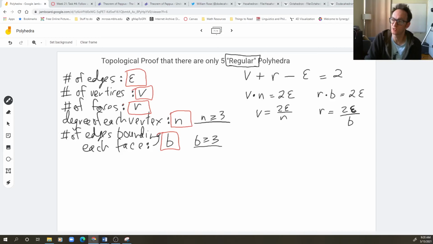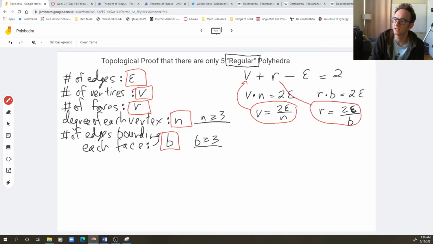The degree of each region is just the number of edges bounding that region. In other words, b is just the number telling you what kind of shape you have. Okay, and then, just as we did in class, I'll take this, stick it in here, and I'll take this and stick it in here. Stick it in here. Okay, and so what do we get?